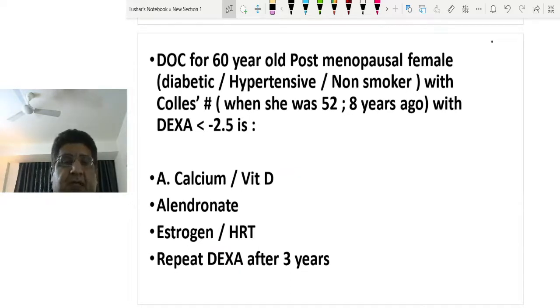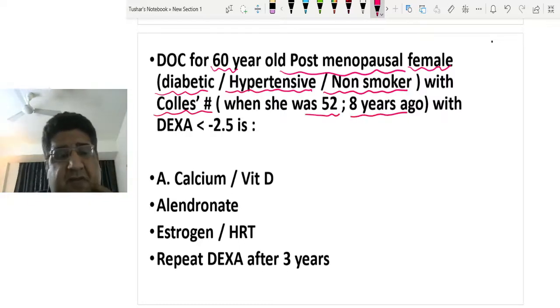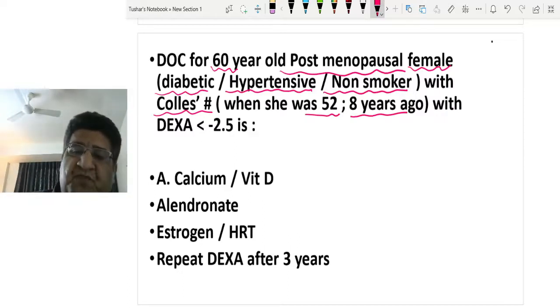This is something which has been coming for almost the last half a decade, and every time we get it right. There's a 60-year-old lady, post-menopause, and some students told me that all these comorbidities were mentioned: she is a non-smoker, diabetic and hypertensive. Then they mentioned that she has a Colles fracture, which was when she was 52, probably 8 years ago. This is the kind of statement that I could combine after getting feedback from all of you. And then there is a DEXA scan of less than -2.5.